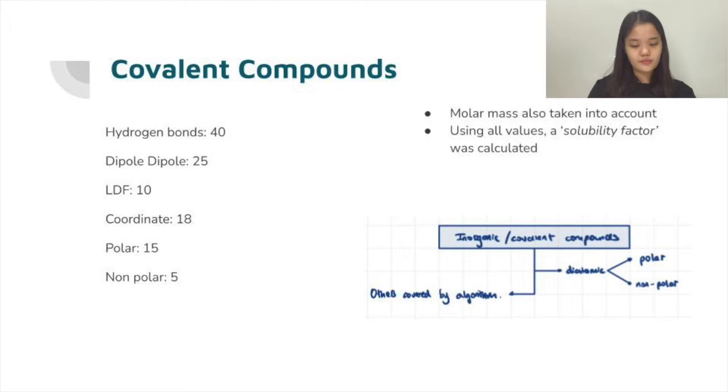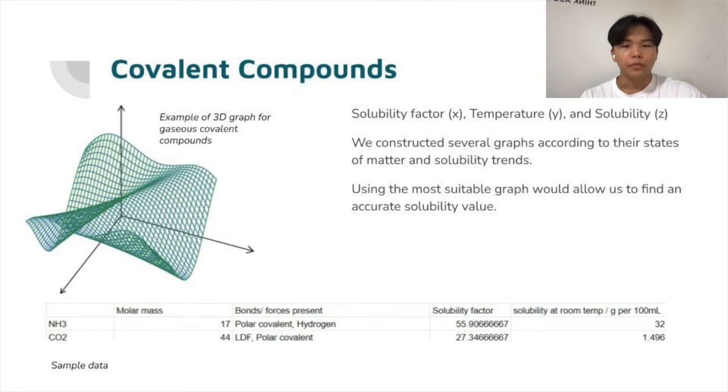The value that accounts for molar mass was calculated through an algorithm. Using these values, we have calculated a variable which we called the solubility factor. Using the three variables, solubility factor in the x-axis, temperature in the y-axis, and solubility in the z-axis, we constructed a data table and extracted equations relating them. We set up a few sets of parameters and constructed a 3D graph considering the state of matter and trend that compounds show. By using the most suitable graph, our model would be able to extract a relatively accurate solubility value.